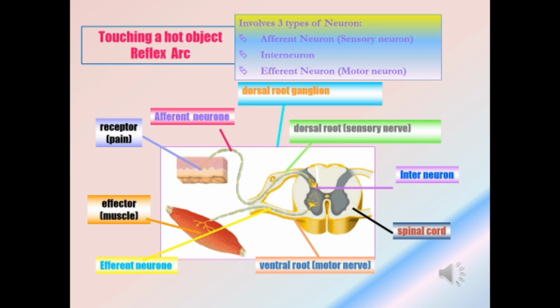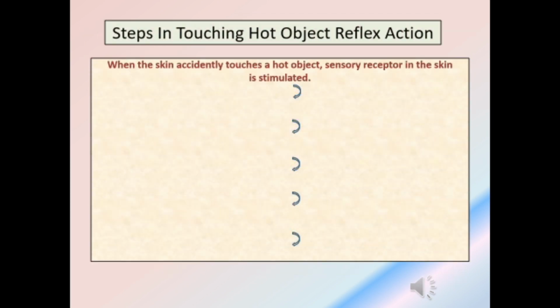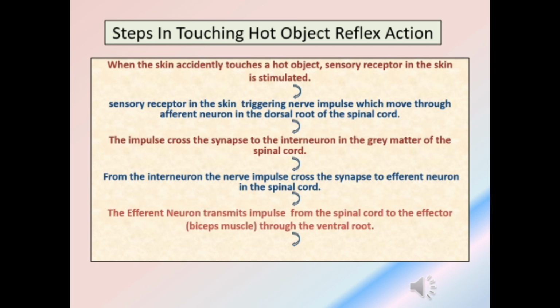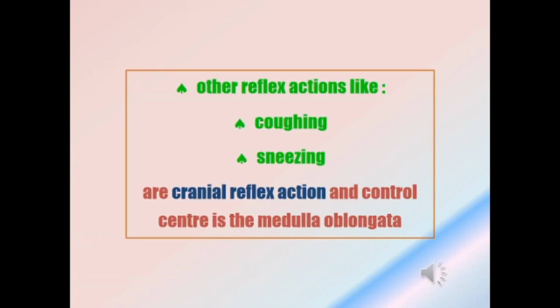Let's take a look at touching a hot object reflex arc. It involves three types of neurons: the afferent neuron or the sensory neuron, the interneuron, and the efferent neuron, also known as the motor neuron. Observe the diagram. Other reflex actions such as coughing, sneezing, blinking, they are called cranial reflex actions. The control center is in the medulla oblongata.